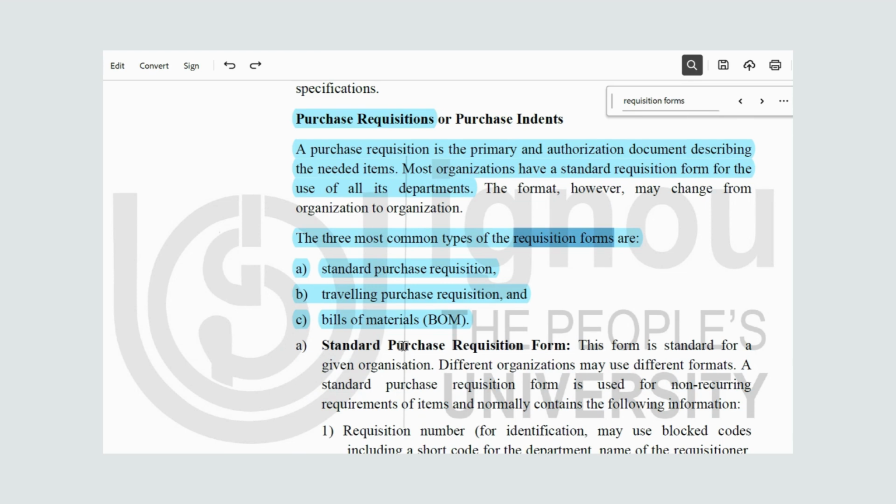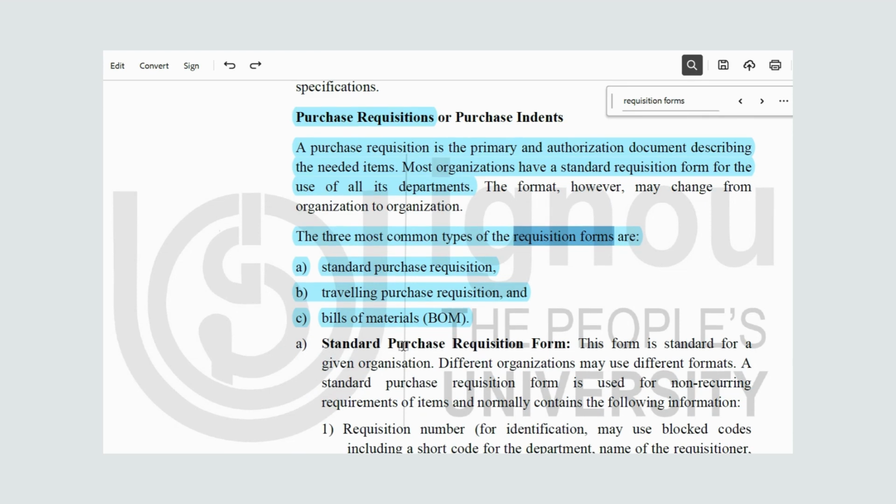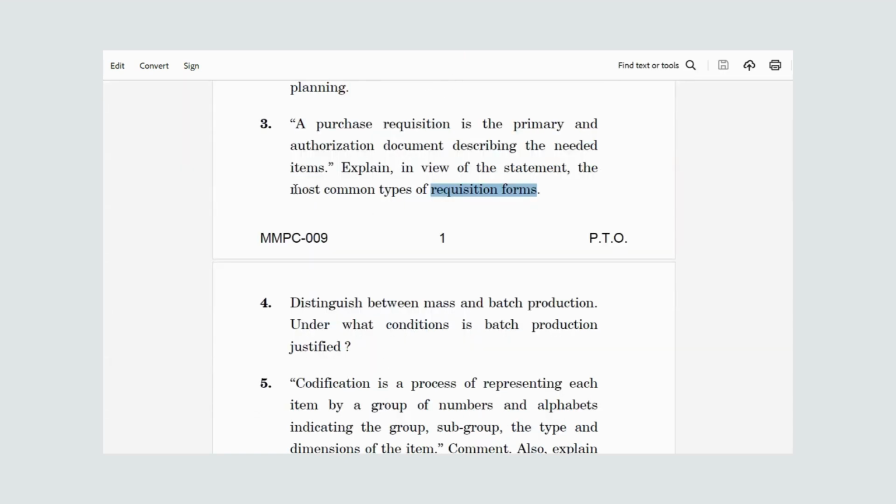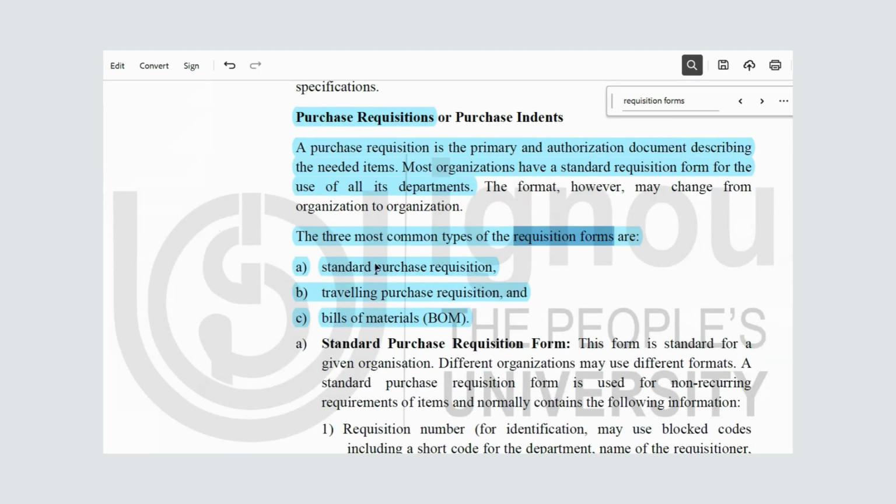It is the primary and authorization document that describes the needed items for an organization. Most organizations have a standard requisition form for the use of all their departments. What are the most common types of requisition form? They are the standard purchase requisition, traveling purchase requisition, and then bills of materials.